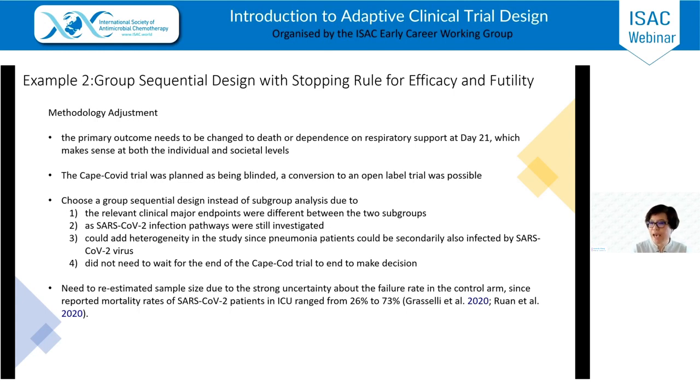and they also had to re-estimate the sample size, because as I said, the sample size and the power depend on the difference of the two treatments. Now here, in the control arm, they didn't even know the failure rate of the COVID patients. So they re-estimated the sample size. So there are lots of changes here.